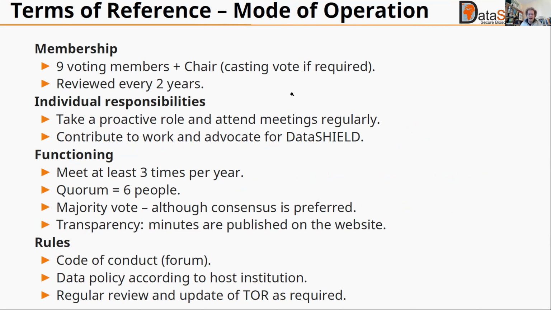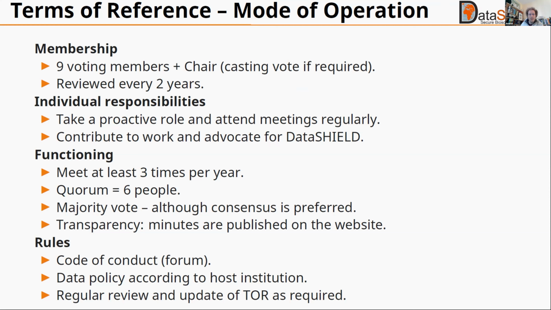In terms of the actual members and the organization, we have a membership that includes 9 voting members plus the chair, who has a casting vote if required. And we review this membership every 2 years, and people have the option to step down in the interim as well. And if vacancies arise, then we will advertise that and incorporate new members onto the advisory board.